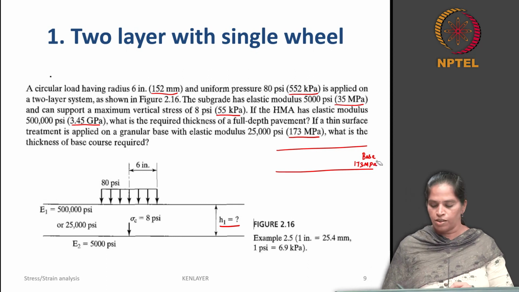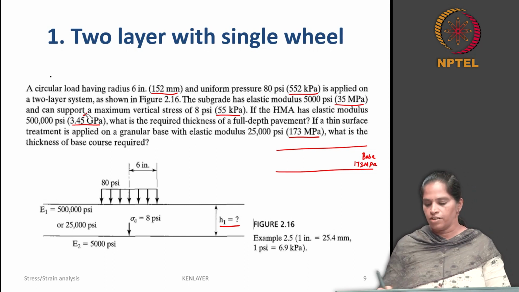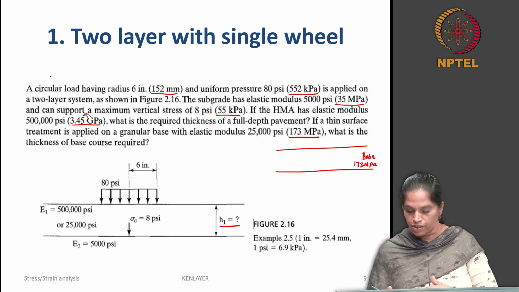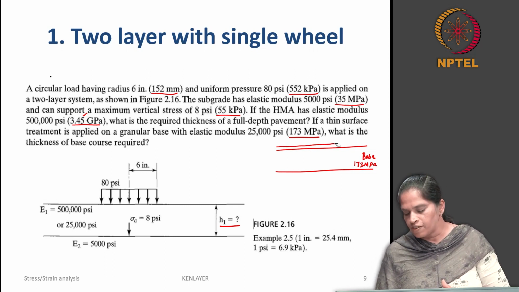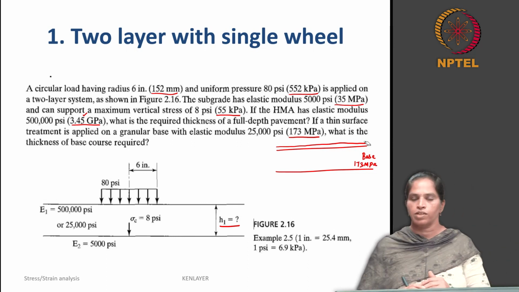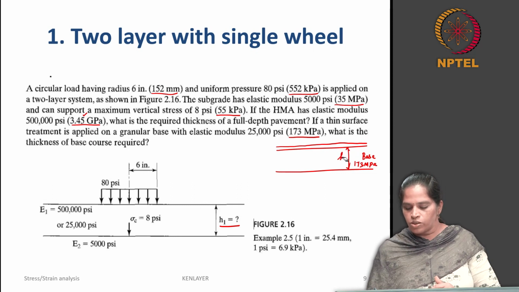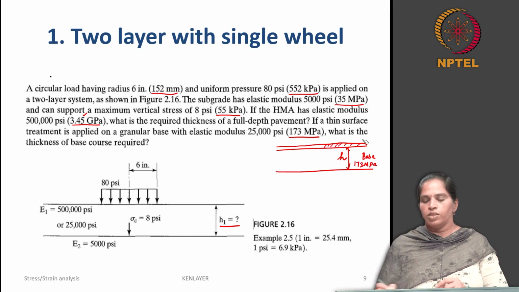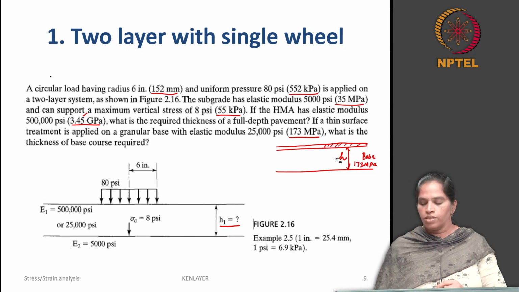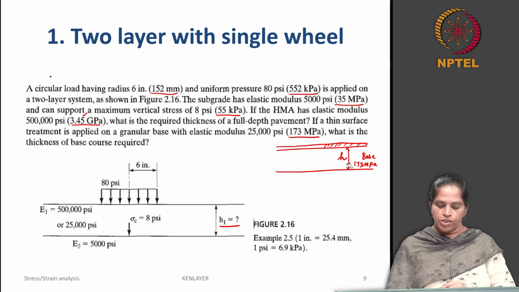Now, you have a difference here. If you use HMA, the modulus is going to be 3.45 gigapascal. This is 173 megapascal, which is much less than the HMA layer. So, above a base layer, you have a thin HMA surface. So, this is the structure here. Now, what is the thickness of the base course required? If the surface is too thin, we do not consider it as a structural layer. So, the top surface is not considered as a structural layer. So, again you can do an analysis assuming that this is also a two-layered system. So, first we will see this one.